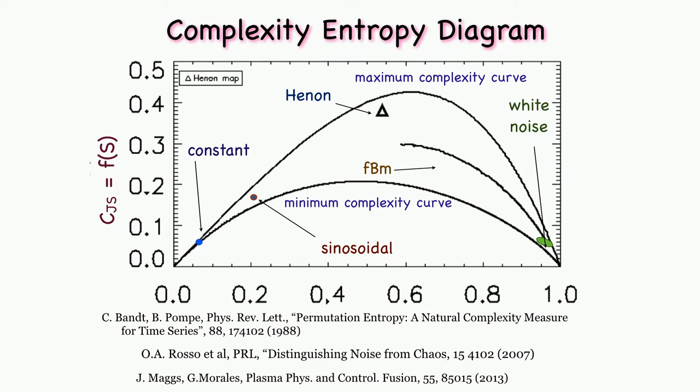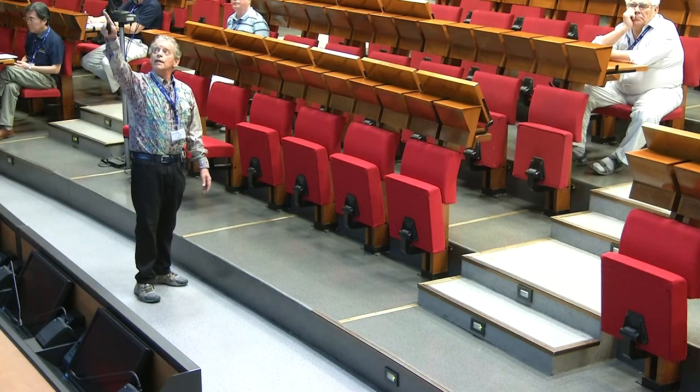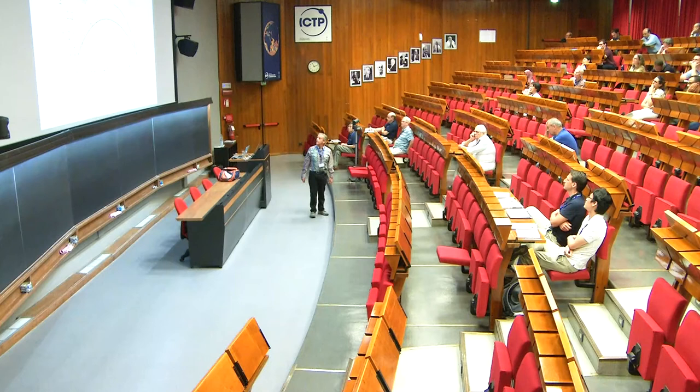But it turns out that it was proven by these mathematical people in statistics, there are two curves called the minimum and maximum complexity curve. Anything at all has to lie between these two curves. Your data will never be outside them. And so I just showed a few things. You could take all these maps, logistic map, Hennon map, any of them. They'll be somewhere in there.